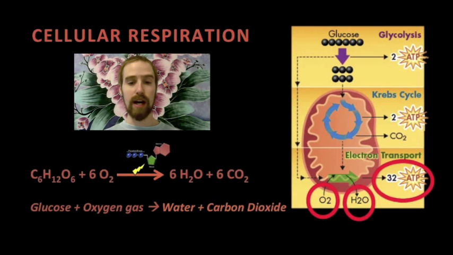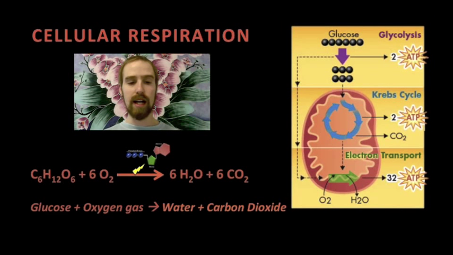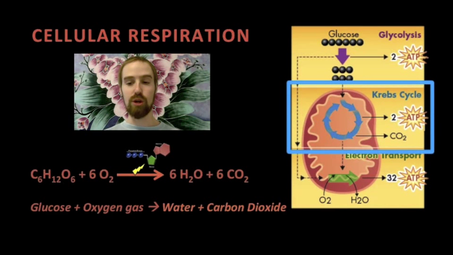Glycolysis does not require oxygen, and actually happens outside of the mitochondria in the cytoplasm of the cell. During glycolysis, a molecule of glucose is broken down into two molecules of pyruvic acid, which results in a net gain of two ATP molecules as well. The Krebs cycle occurs in the matrix of the mitochondria and also results in a net gain of two ATP molecules. CO2 is also produced during this stage.